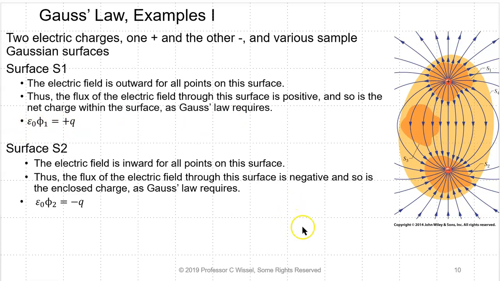Surface S2, which is this one down here, encloses a negative charge. The electric field is inward at all points on the surface because it's a negative charge. Thus, the flux of the electric field through the surface is negative, and so is the enclosed charge, as Gauss's law requires. So epsilon naught phi 2 equals minus Q.